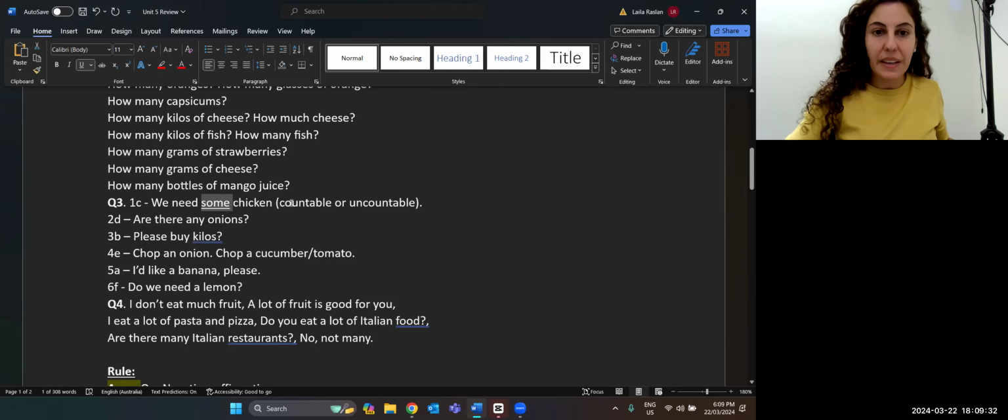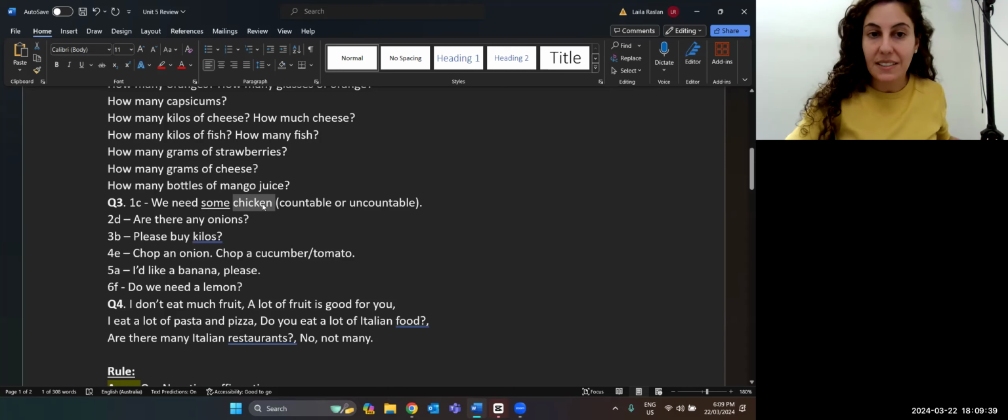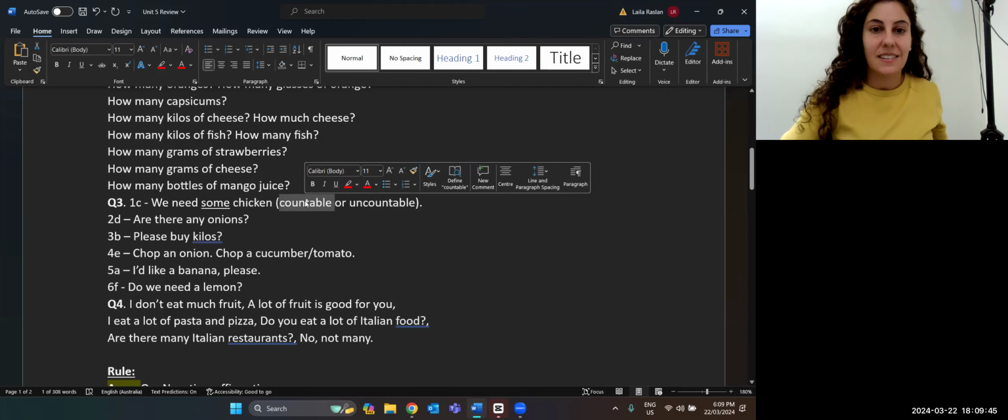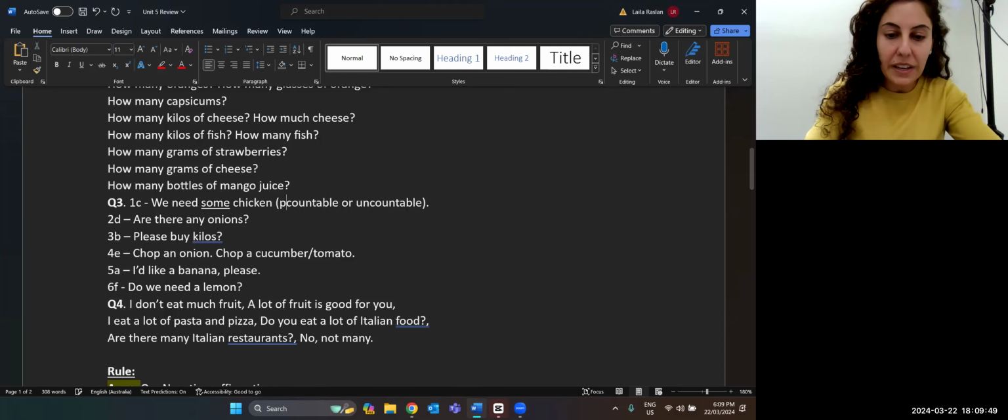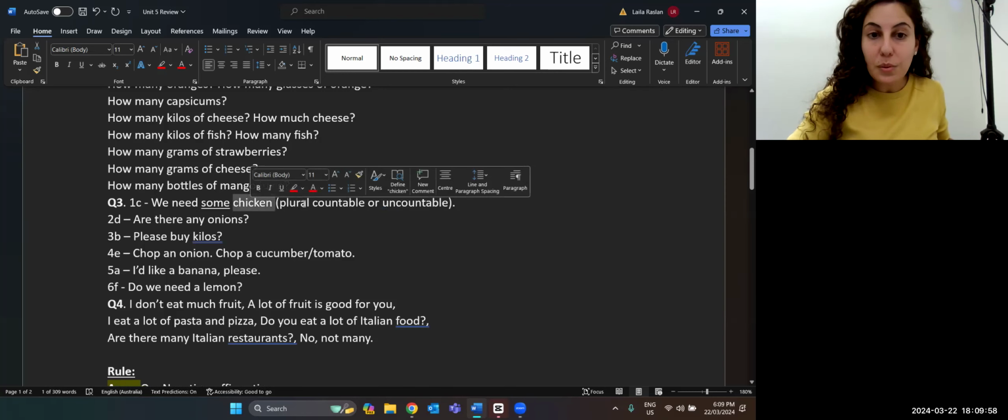Okay, the word could be countable or uncountable. It doesn't matter. But for countable, don't put an S. Do we need some bread? Bread, there's no S. But if you say, do we need some apples? You must put an S. Okay, so some is always used with plural, countable, or uncountable. So chicken is uncountable, but if I said apples, that's plural countable.